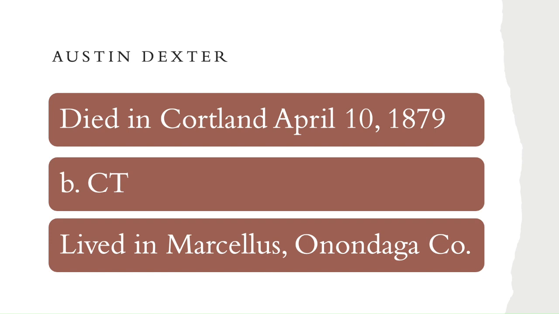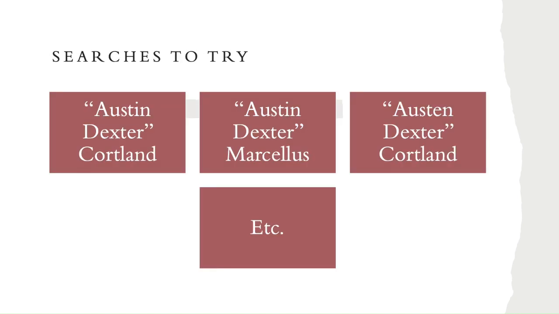Another search request that I received was for Austin Dexter, who died in Cortland on April 10th, 1879. We know he was born in Connecticut and that at some point he lived in Marcellus in Onondaga County. So some of the potential searches that I can try would be the name Austin Dexter in quotes and add Cortland. I can do Austin Dexter in quotes again, but this time with Marcellus as my modifying term. I can also consider alternate spellings of Austin with an E instead of an I, you never know, and other similar searches.